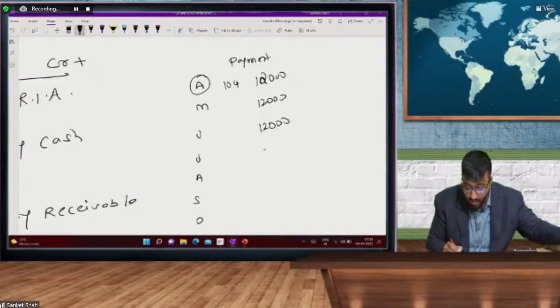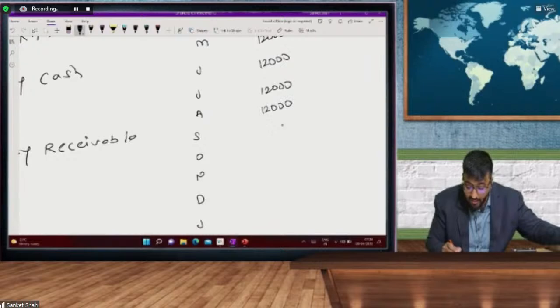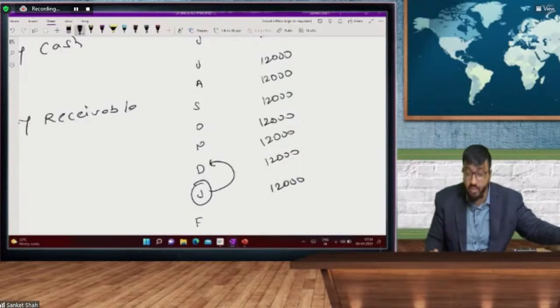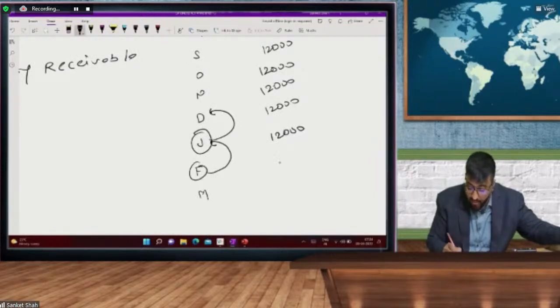In June, 12,000. July, 12,000. In August, July's salary. In September, August's salary. In October, September salary. November, October salary. In December, November salary. And in January, you will pay for December. And December was 12,000. And in February, you will pay for January. So this is 14,000. And in March, you will pay 14,000.